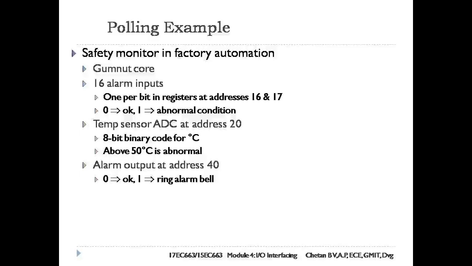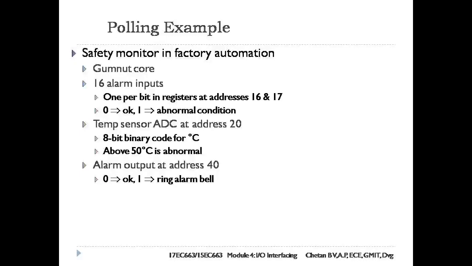Here we have an example where a factory automation system requires a safety monitoring subsystem based on an embedded GovNet core. The core has alarm inputs from a number of machines that indicate various abnormal operating conditions. These are connected through a controller that has two input registers at address 16 and 17. Each bit of each register represents one alarm input, with the bit being 0 for normal operation and 1 for an alarm condition. The core also has a temperature sensor connected to an ADC.